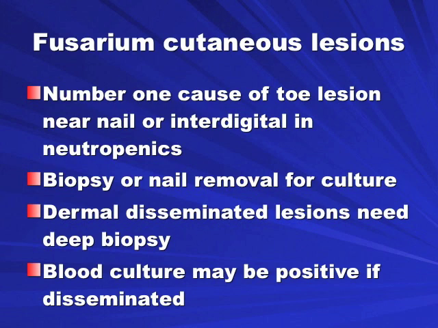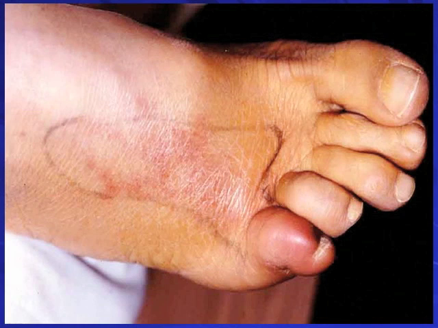And this is the number one cause when we see one of our prolonged neutropenic patients with a swollen toe. This is what we worry about, especially if it's near the nail or interdigital. So we wind up biopsying them or removing the nail. And if we have a dermal disseminated lesion, then we need a deep biopsy of that. Also, Fusarium, unlike the other molds, your blood culture may be positive if your patient has disseminated Fusarium.